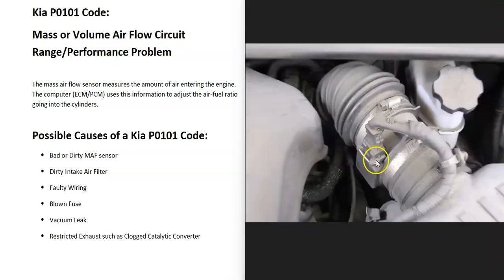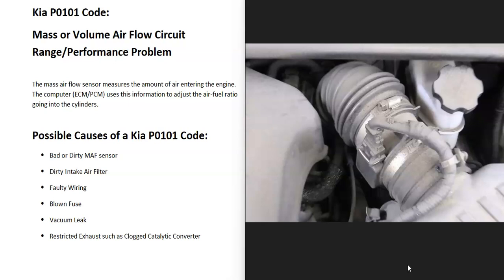Well, there's a sensor located on the air intake called the mass airflow sensor, and it basically measures all the air that goes into the engine. And the onboard computer uses this information to adjust the air-fuel ratio mixture that's going into the cylinders. And the computer's seeing a problem with this sensor, so it's going to have to be troubleshot to find out why.